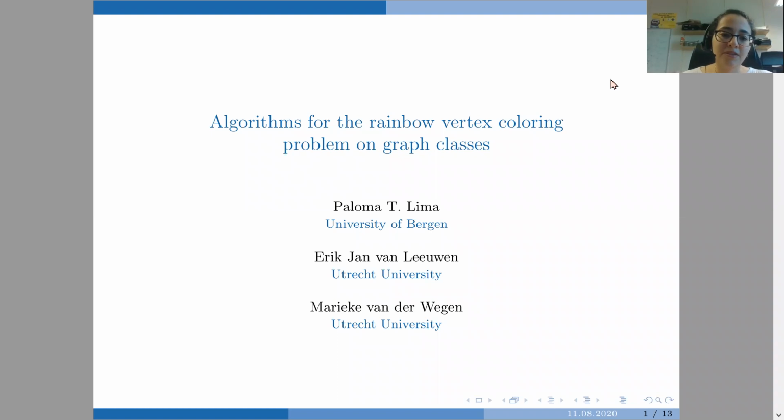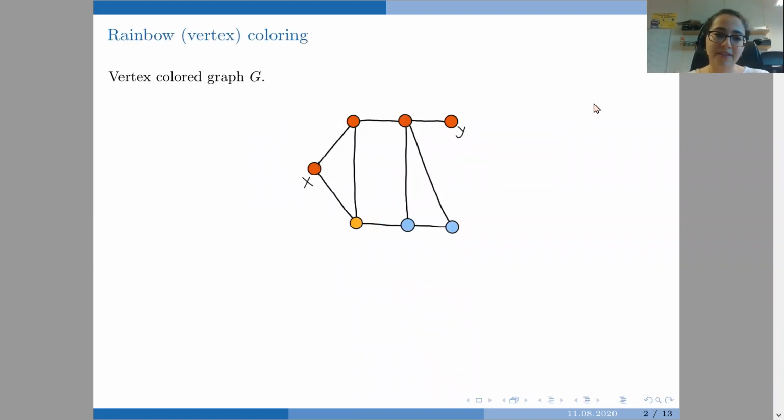So I will start telling you what exactly is a rainbow coloring. In this presentation, I will always be talking about vertex colorings. So instead of saying rainbow vertex coloring, I will omit the word vertex. We start with a vertex colored graph, and by what we can see here in the picture, we already know that we're not necessarily talking about a proper coloring. So two adjacent vertices might have the same color in this setting.